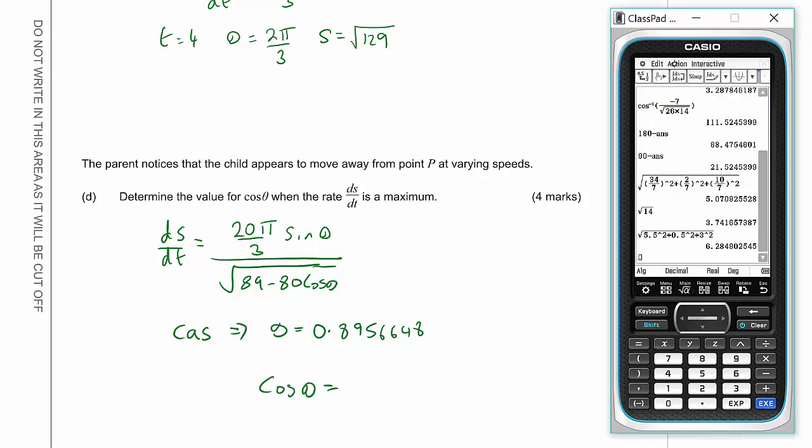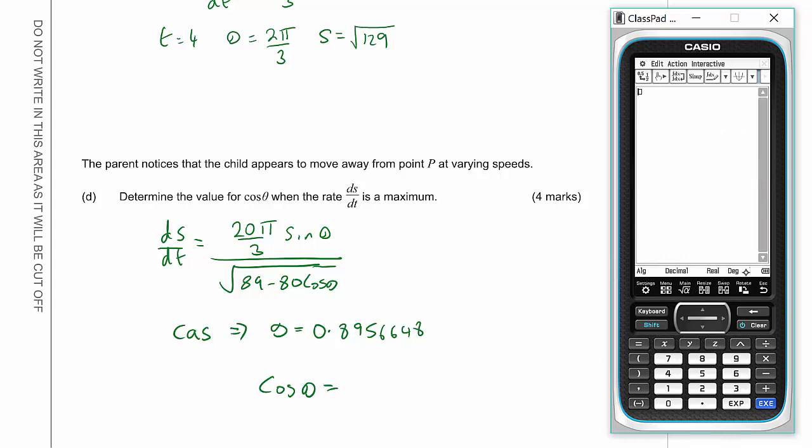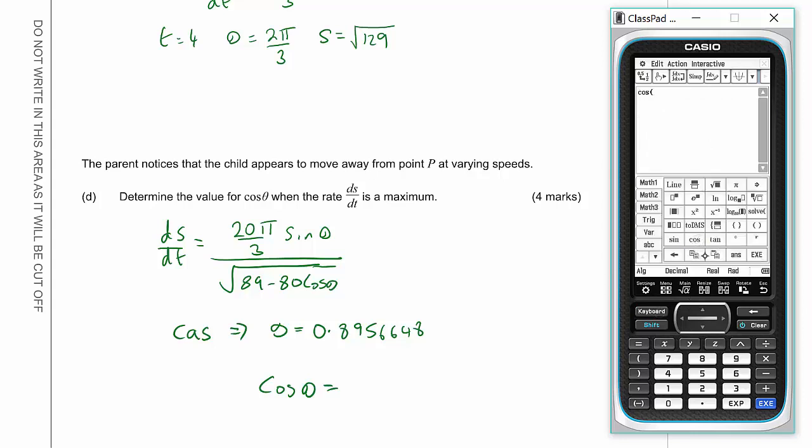Let's go back to main, clear anything we've got, make sure we're in radians, and we want the cosine of 0.8956648, and that's 0.625, correct to 3 decimal places.